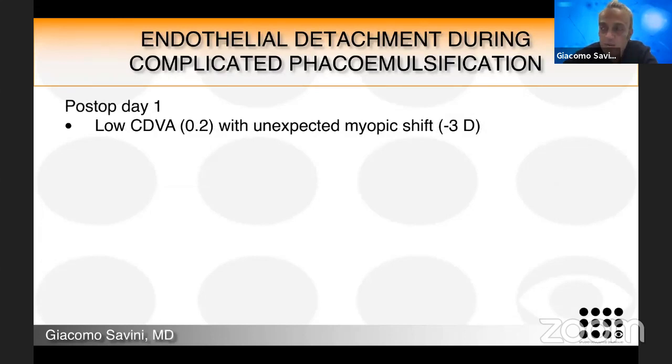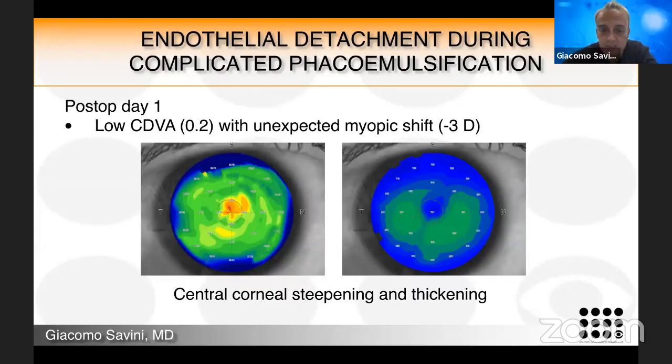The day after, when I examined the patient, I was not surprised to have a very low corrected distance visual acuity, just 0.2. I was more surprised about the myopic shift of -3, because the lens was adjusted according to the position in the sulcus, with the optic behind the rhexis. So I thought it should have been more or less emmetropic, while it was myopic by -3. Looking at the maps of the MS39, you can see a big central cornea steepening with more than 700 microns in the center, and the whole cornea was thicker than usual.